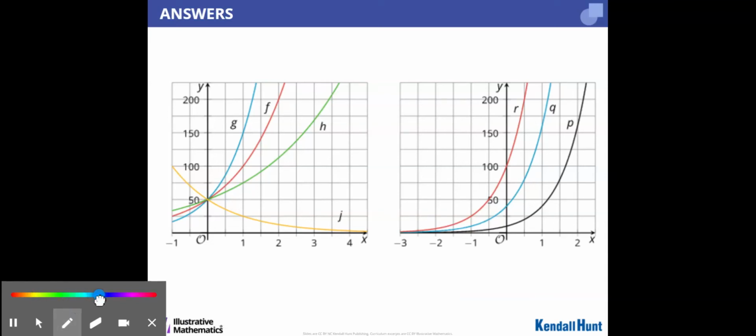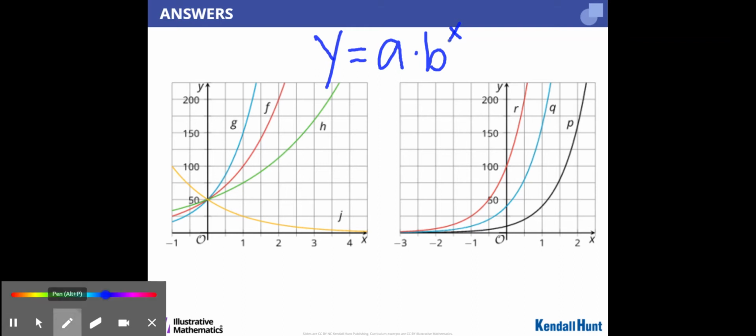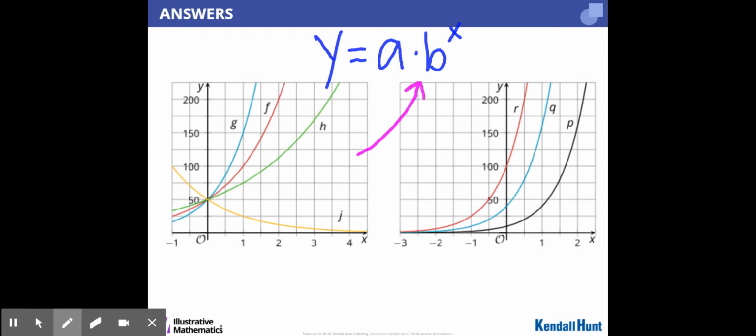Let's talk about this. In particular, we want to look at our general form of an exponential, which is y equals a times b to the x, and think about how the a and the b change the equation. First of all, we start by looking at b, which is the second part. For g, b was times 3.